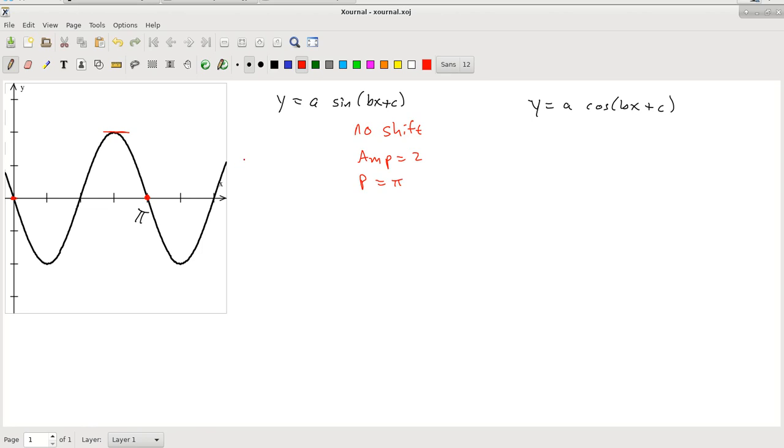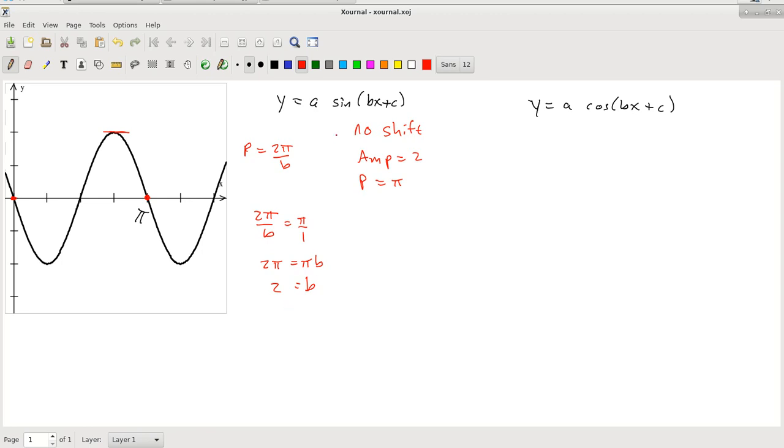From this, we have our formula that the period is 2 pi divided by b. If we set these equal to each other, this tells us that 2 pi over b equals pi. If we cross multiply, we have that 2 pi equals pi b. We divide both sides by pi, and we get b equals 2.